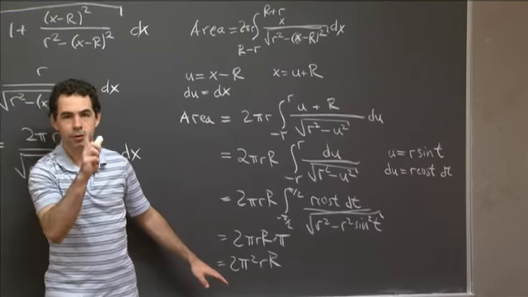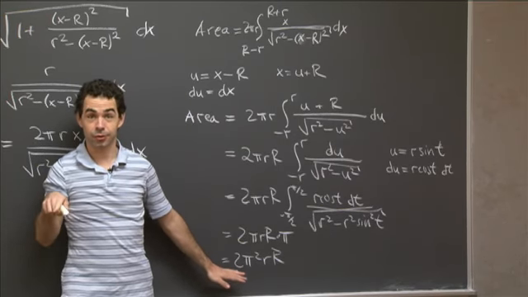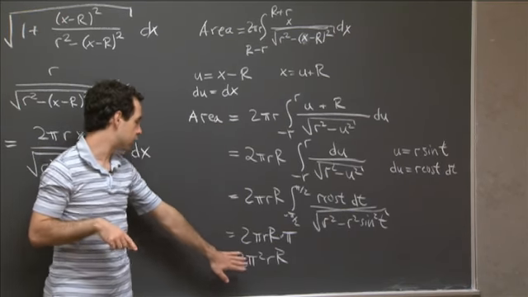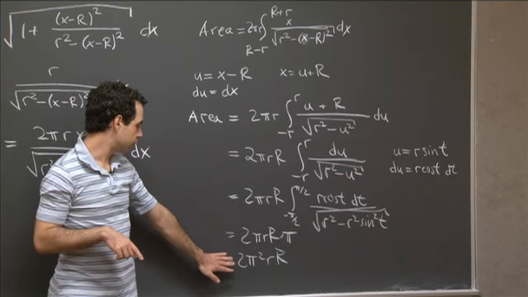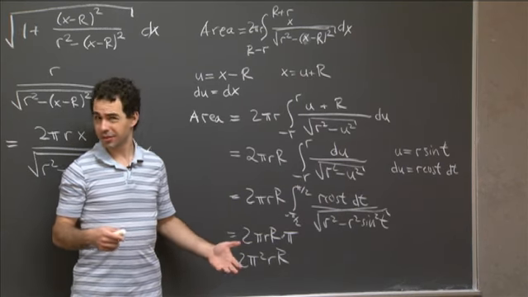But remember, so far this is just the top half of the torus. So we want to get the whole torus, you just double this. You double this, and you get the area of the whole torus is 4 pi squared little r big R, which is a nice formula.